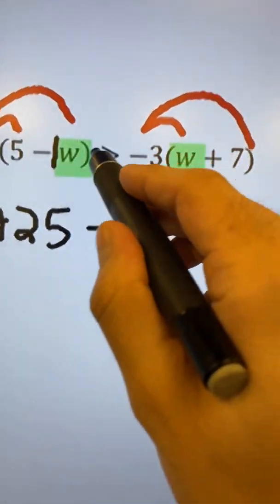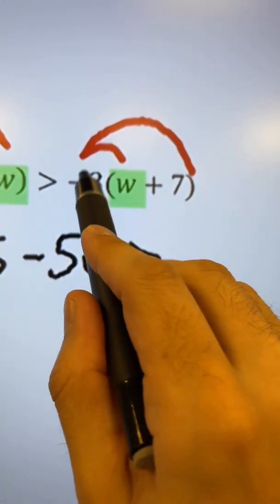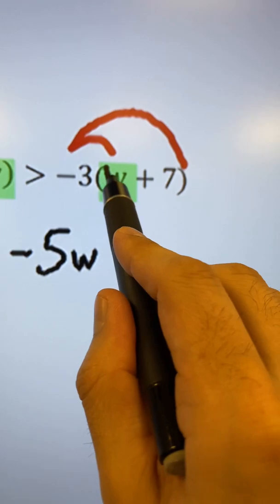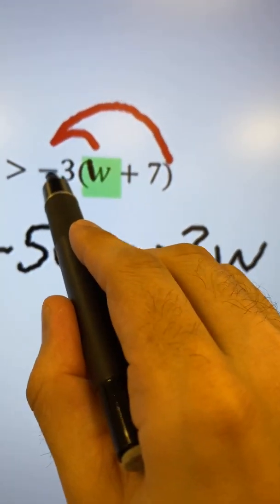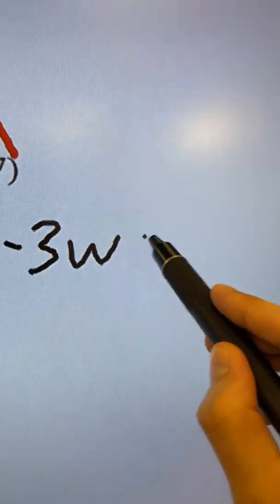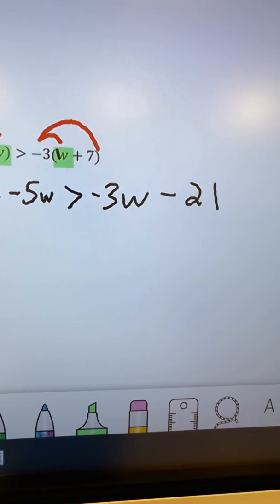All right, so now going back to this, we're going to bring down the inequality sign. And now here we're distributing a negative 3. Negative 3 times 1W is negative 3W. And then negative 3 times positive 7 is negative 21. So you can see that we have fewer terms now.